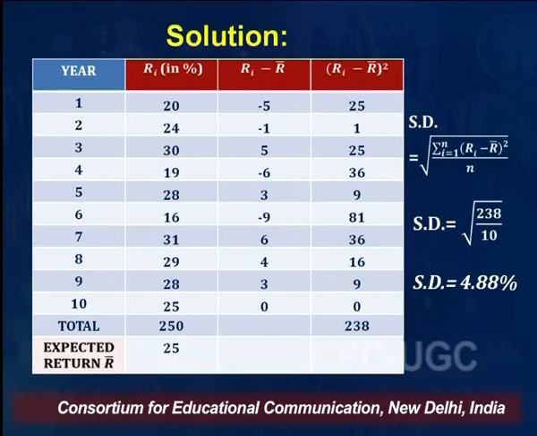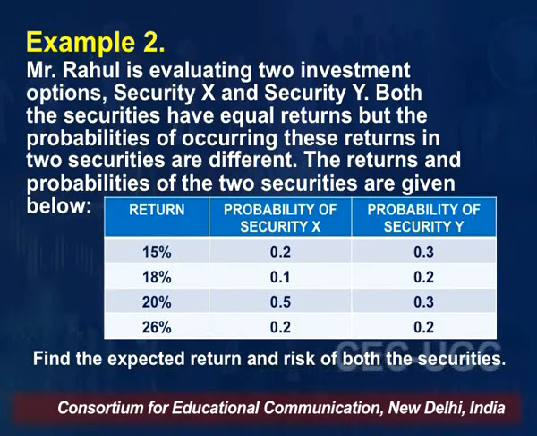So the square root of 238 divided by 10 comes to be 4.88%. So the standard deviation in this case is 4.88%. This is our answer, right. So the risk associated with this, in terms of the standard deviation, is 4.88. Higher is the standard deviation, higher is the risk.